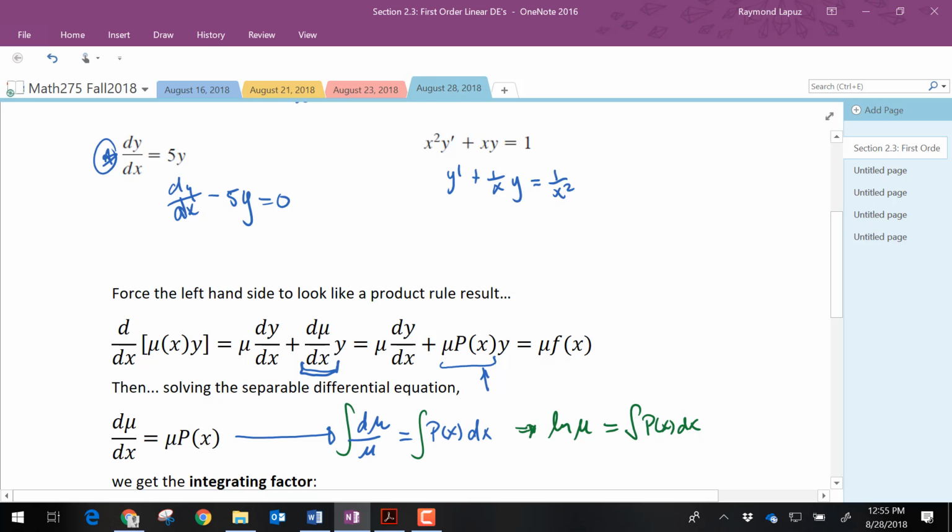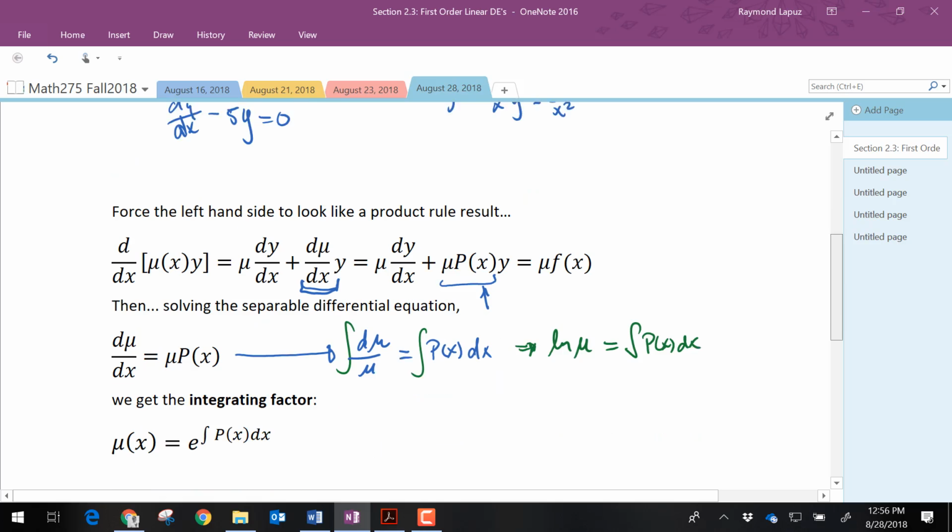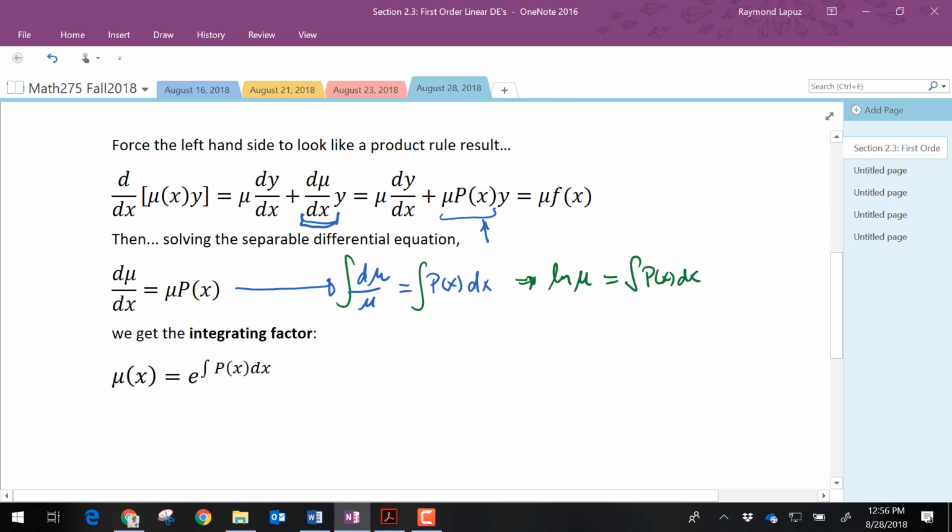And if we really want to finish solving for mu, what's mu equal to? Wait, I can't hear you. What's mu equal to? E to the power of. So mu of x is equal to e to the power of the integral of p of x dx.